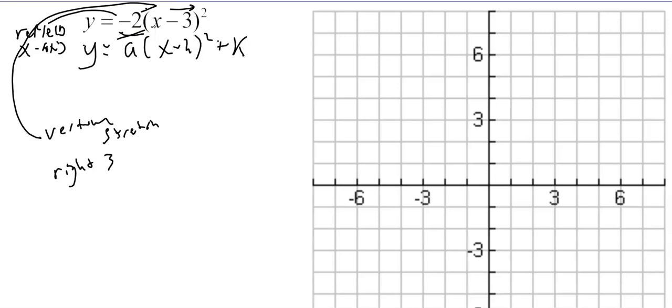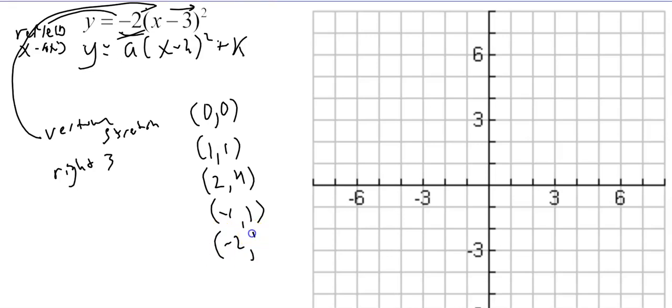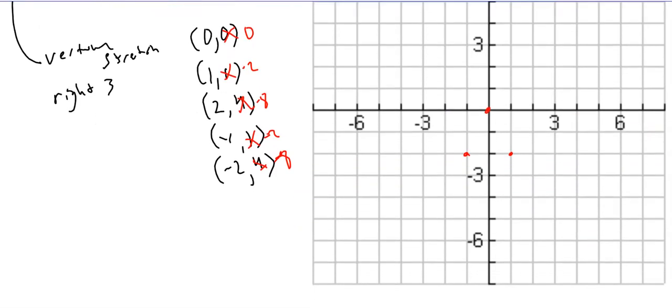Whenever a is something other than 1, I typically just write out the points for the parent function for a parabola: (0, 0), (1, 1), (2, 4), (-1, 1), and (-2, 4). So all the y values are being multiplied by negative 2. So that's going to be (0, 0), (1, negative 2), negative 8, it's a negative also. Okay, so (0, 0), (1, negative 2) is about there, (-1, negative 2), (2, negative 8) is about there, (-2, negative 8).